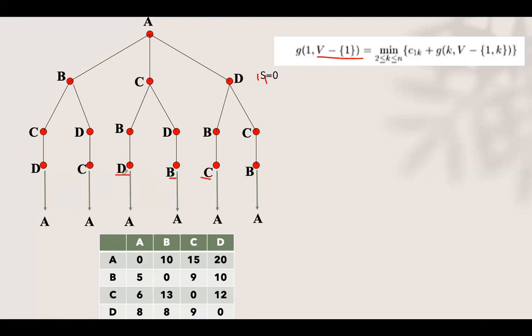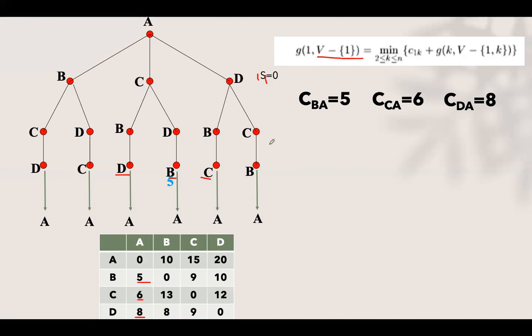Cost of B to A, cost of C to A, cost of D to A. Cost of B to A, in the table itself, it is given. Cost of B to A is 5. Cost of C to A is 6, cost of D to A is 8. So if you are in these final nodes, to reach A, what is the cost that we'll try to find out first. First this layer, S is equal to 0. Next, S is equal to 1 means which will involve 2 vertices.